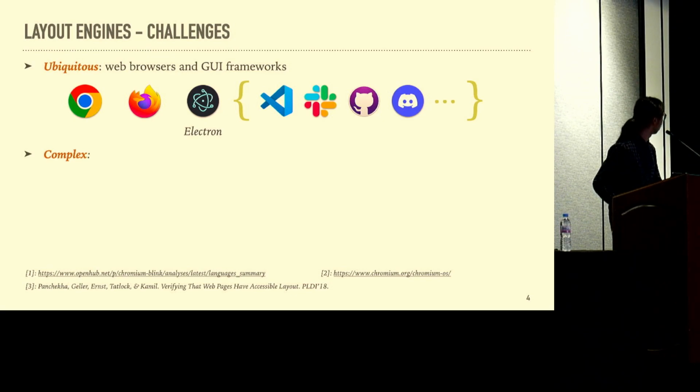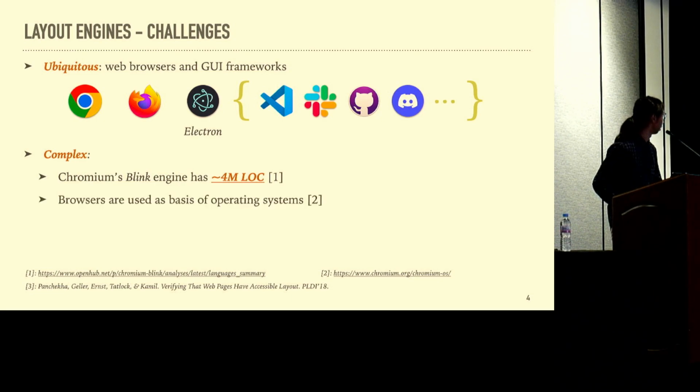And there are some challenges with the layout engines, right? They are very complex pieces of software. For instance, the Blink layout engine, which is used by the Chromium project, has around 4 million lines of code. And also, as you may know, browsers are also used as basis of operating systems. So they're fairly complex.